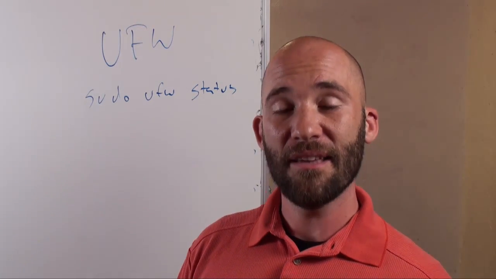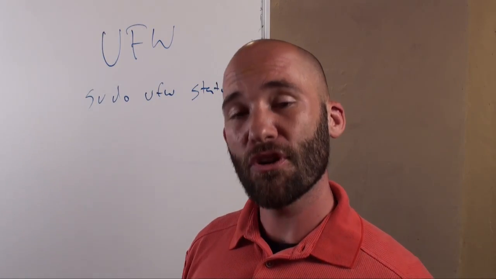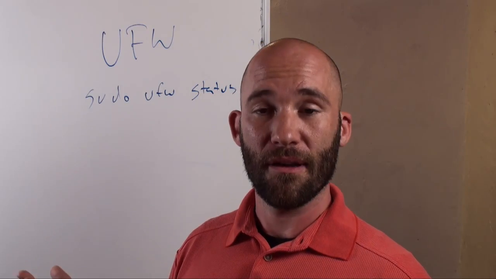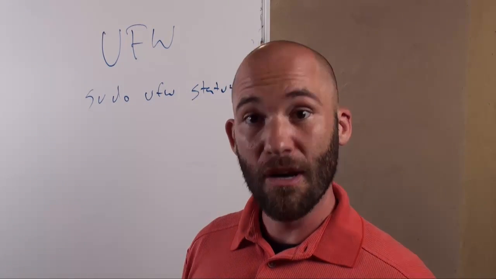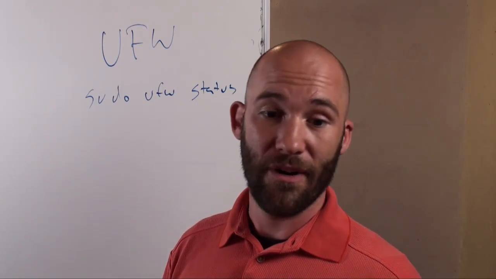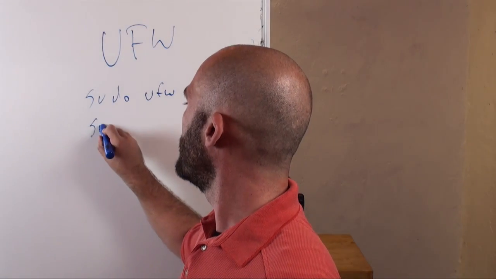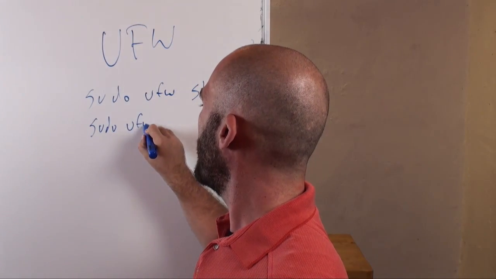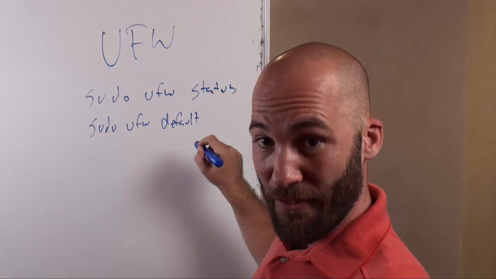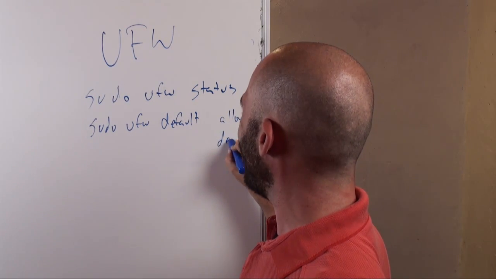The next is to set the default parameters for your firewall. So if you turn your firewall on, will it allow everything or will it block everything? Depending on what you want for your server, you may want your server to be completely open with a firewall, or you may want it to be completely blocked with a firewall. That's all up to you. So all you do is you do sudo ufw default. This says what is the default setting, and then you either say allow or deny.